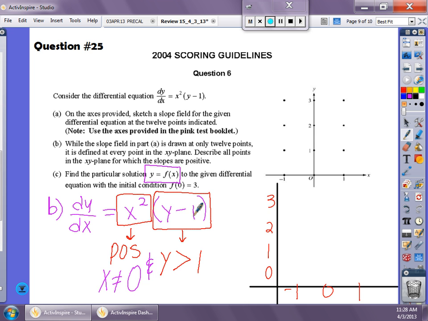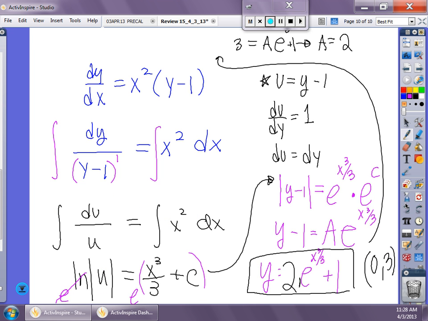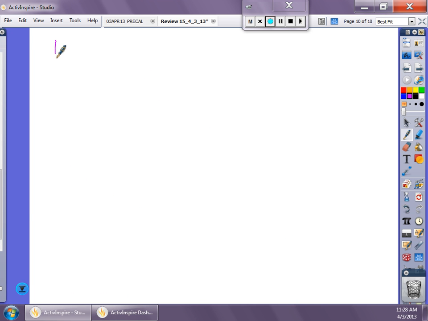All right, so let's do that question. So dy/dx equals x squared times y minus 1. Separate. So separable differential equations, it's just a way to integrate. It's another method of integration. So I'm going to move this guy over to the left side. Okay, and then I'm going to integrate.